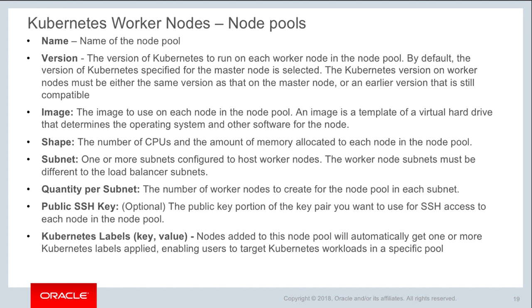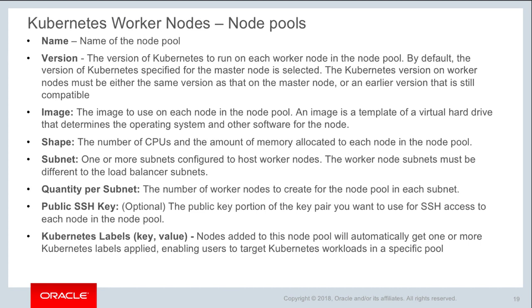You provide the subnet, whether you want to deploy your worker nodes across the three subnets or in one subnet, and then what's the quantity within that subnet. You can also provide your SSH key. If you provide your SSH key, this helps you to directly SSH into your worker nodes. So once your worker nodes are up, you can use the key combination and directly SSH into the worker hosts.